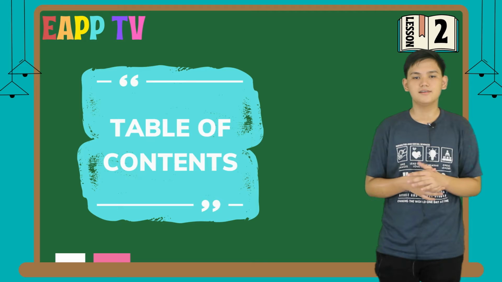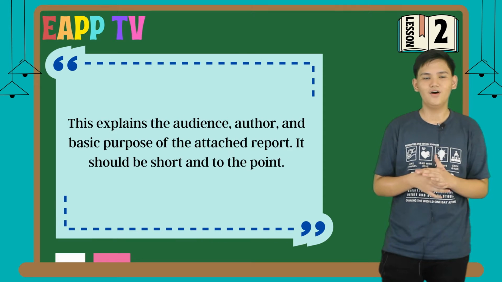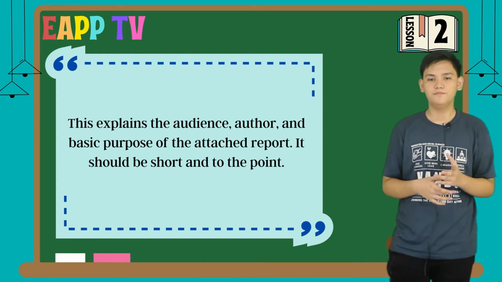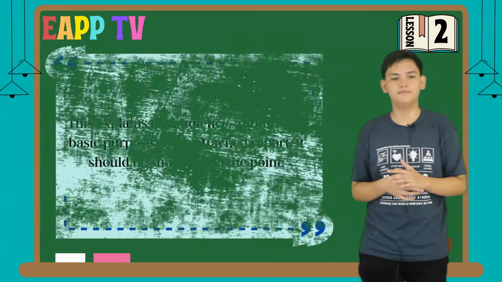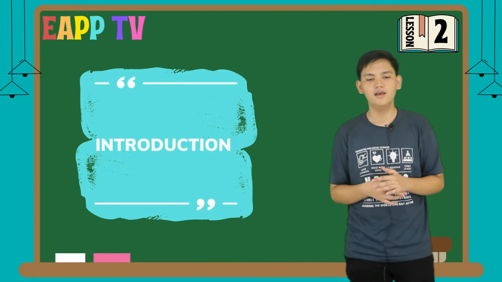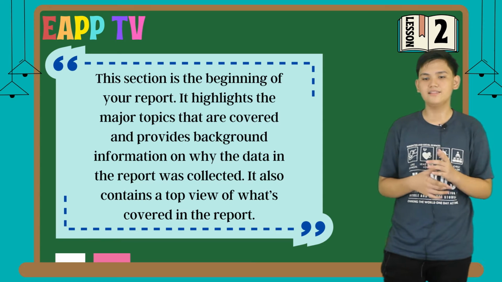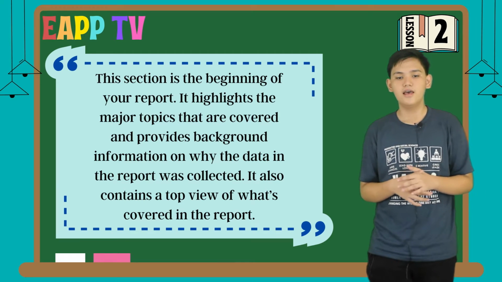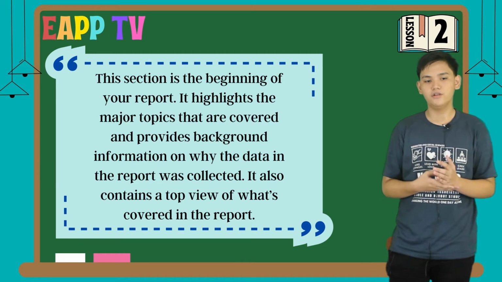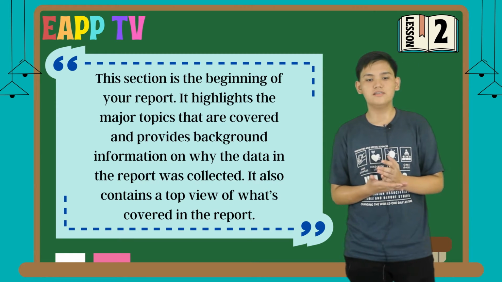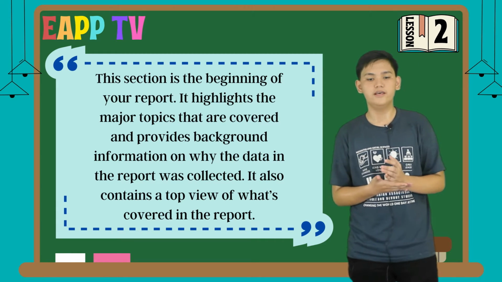Table of contents. This explains the audience, author, and basic purpose of the attached report. It should be short and on point. Introduction. This section is the beginning of your report. It highlights the major topics that are covered and provides background information on why the data in the report was collected. It also contains a top view of what's covered in the report.